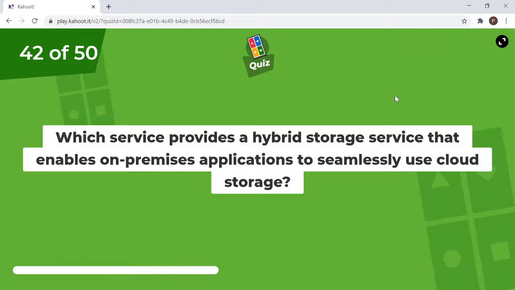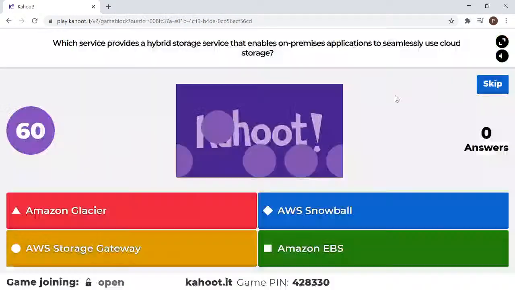The next question is, which service provides a hybrid storage service that enables on-prem applications to seamlessly use cloud storage? Is it Amazon Glacier, AWS Snowball, AWS Storage Gateway, or Amazon EBS?